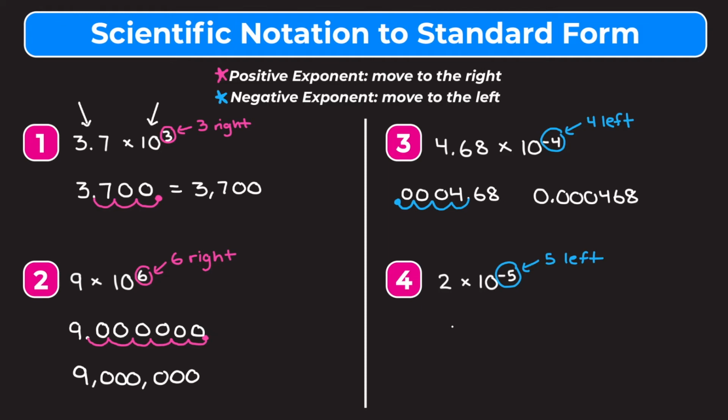So I'm going to start by writing 2 as 2.0 since it doesn't have a decimal point. And now I want to go 5 places to the left. So I'm going to go 1, 2, 3, 4, 5. My decimal point ends up here. I fill in the blank spots with zeros. So this is equal to 0.00002. So that's how you write 2 times 10 to the negative fifth in standard form.